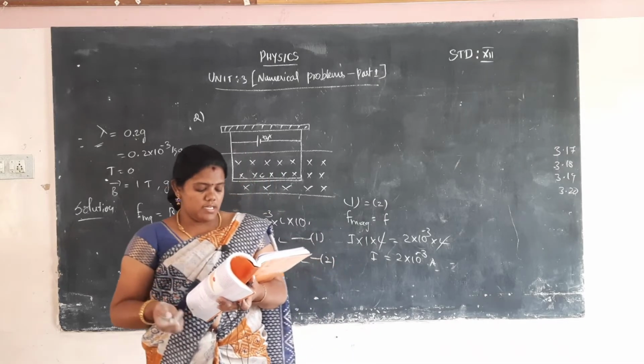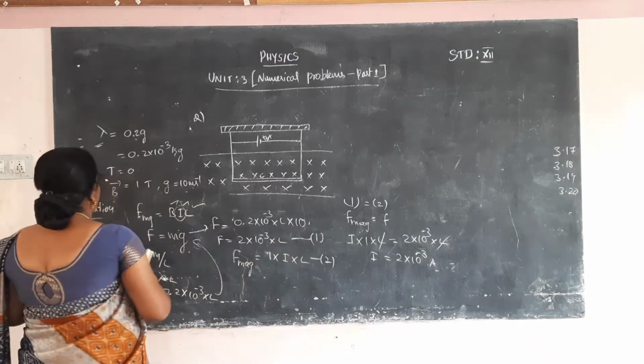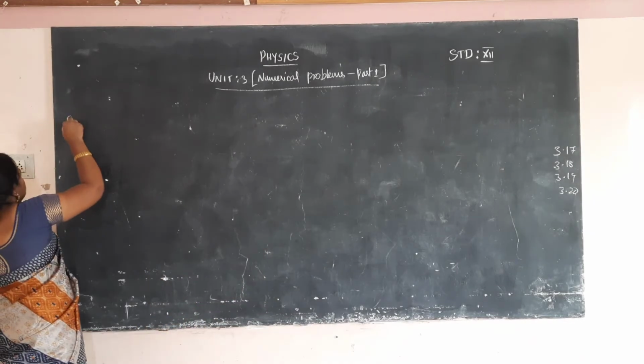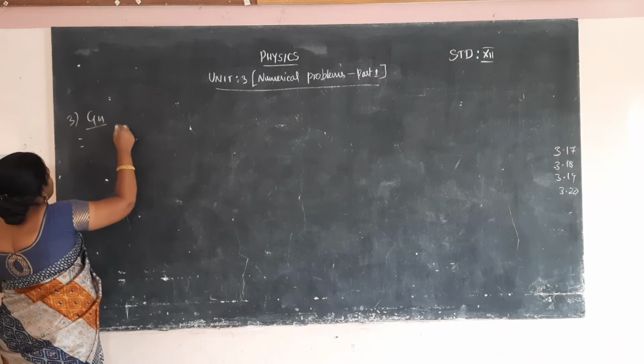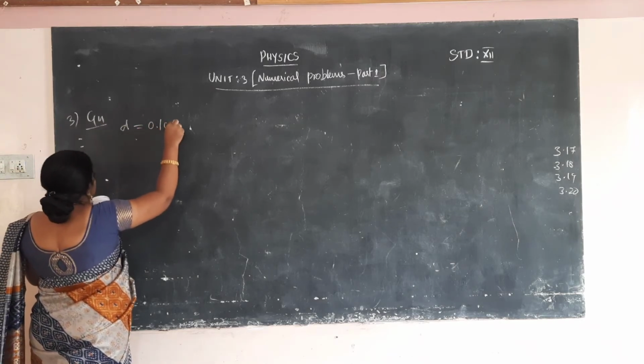So first, a circular coil. We are taking a circular coil. It's kept in a uniform magnetic field. Given in the third problem, the area is equal to 0.1 centimeter square.